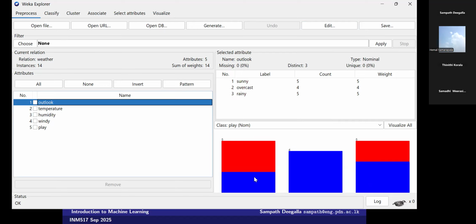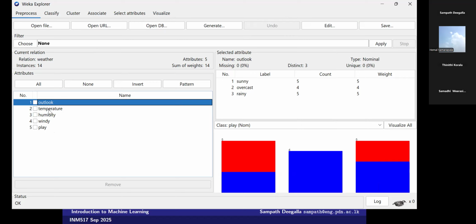So in Outlook, you will observe that when we have Outlook sunny, we have 5 instances: 3 are no, 2 are yes. Overcast, we have 4 instances. All the 4 instances are yes. And then rainy, again, you will see 2 no's and 3 yes.